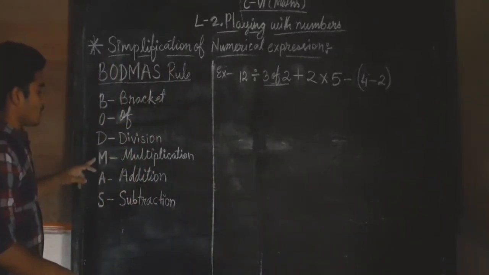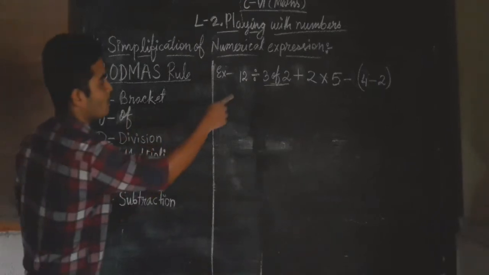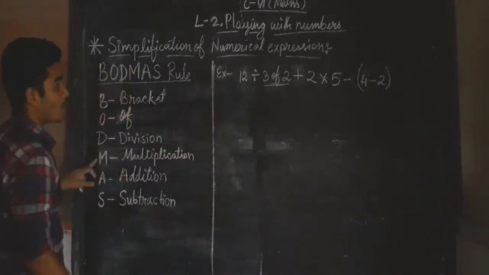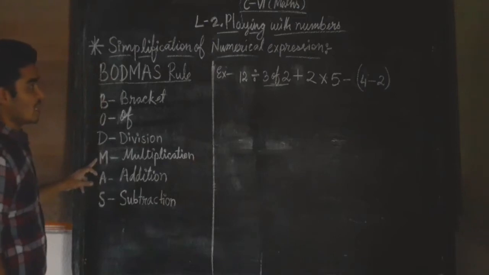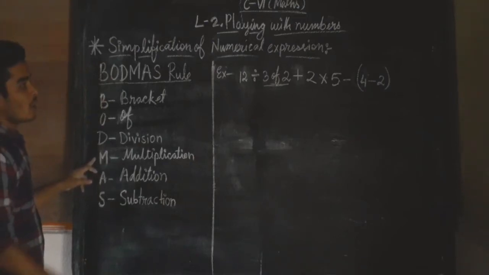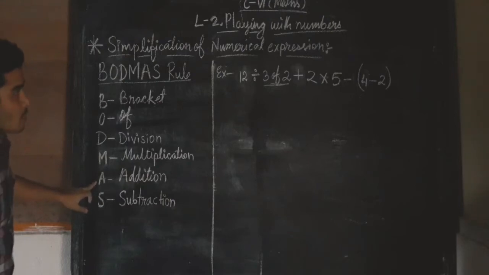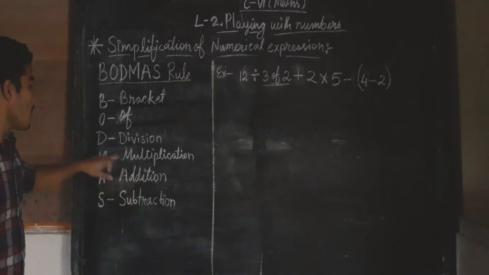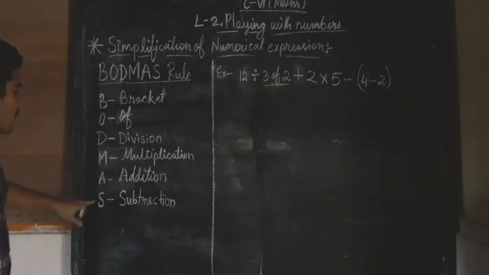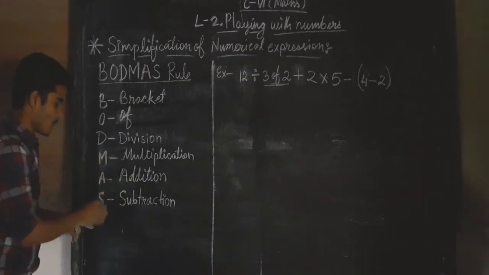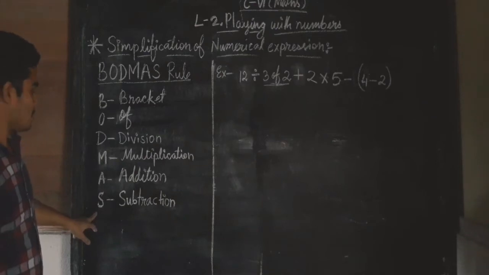So after division, you have to look at the expression properly. If you find any multiplication in that, then you have to go for multiplication. After multiplication, again you have to go forward. Again you have to see whether any addition is there. You have to go for addition after multiplication only. And finally, we do subtraction to get the final answer.